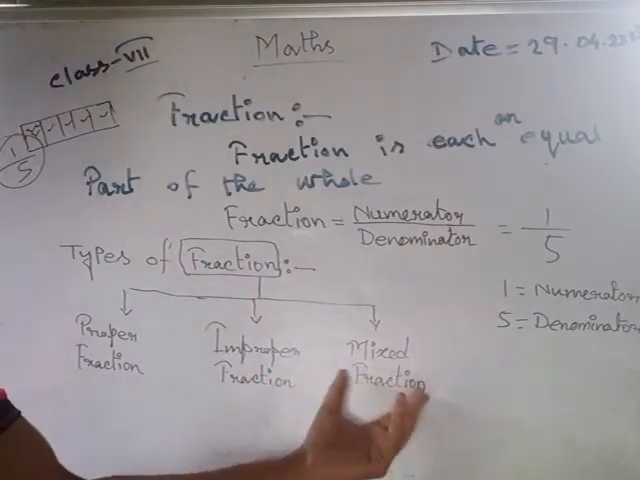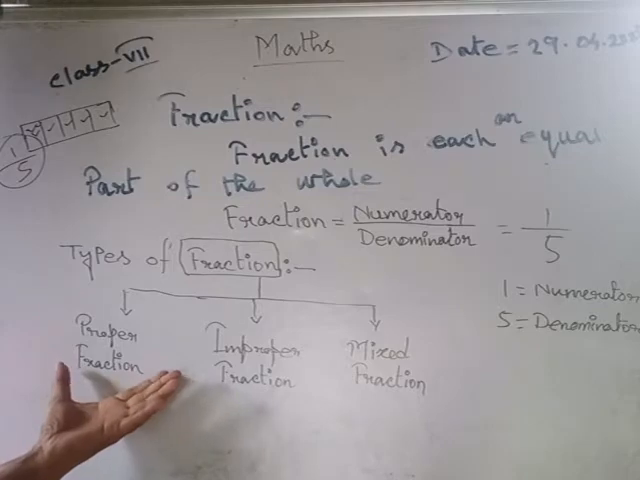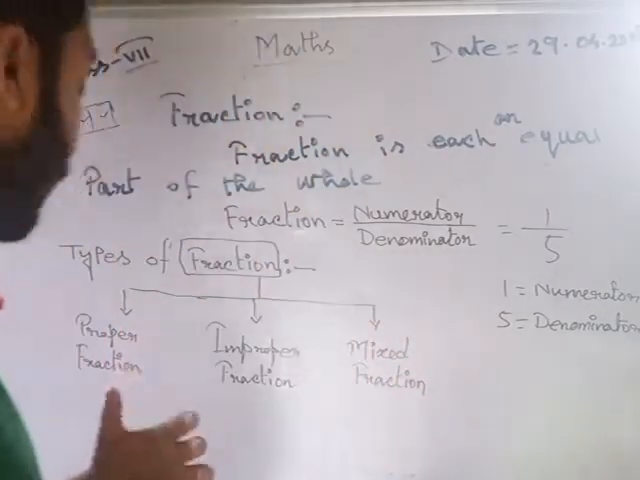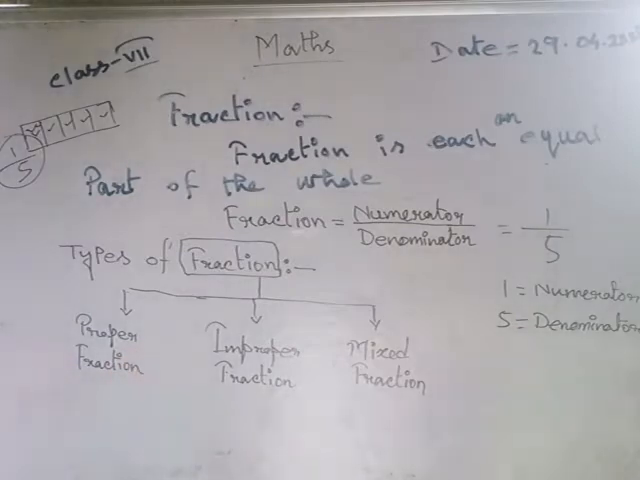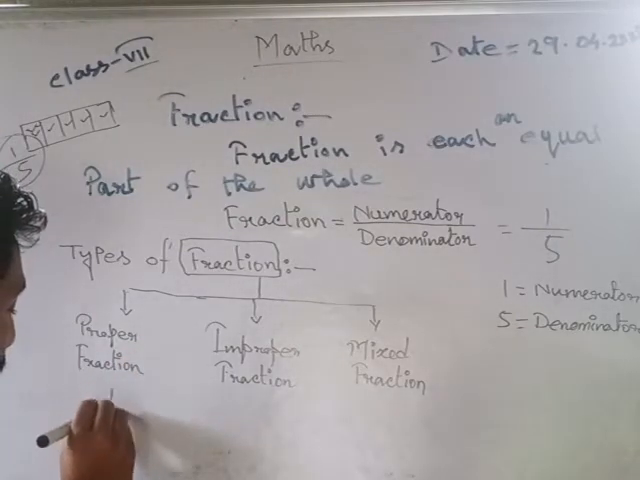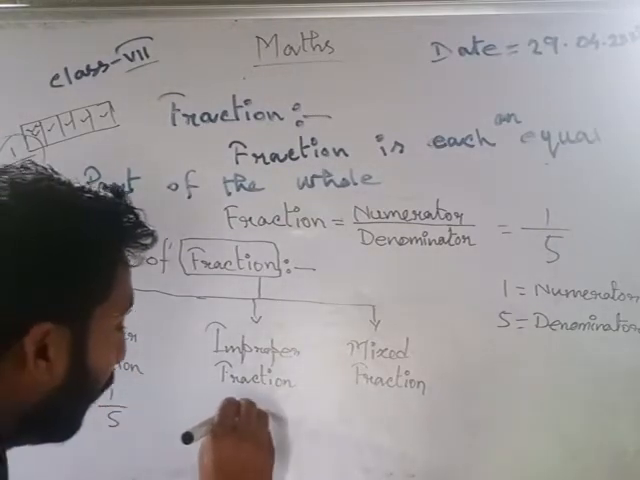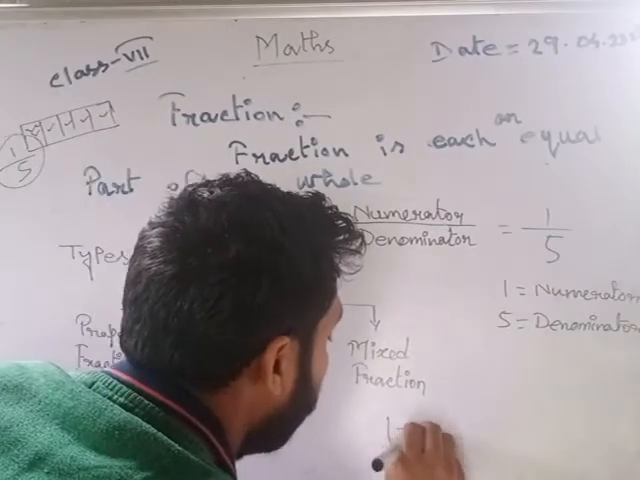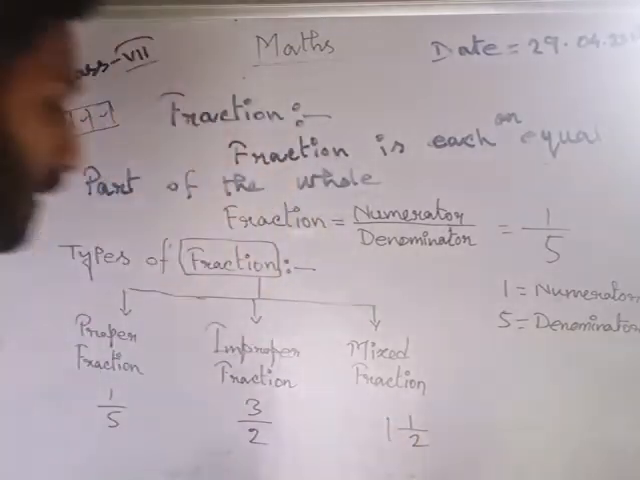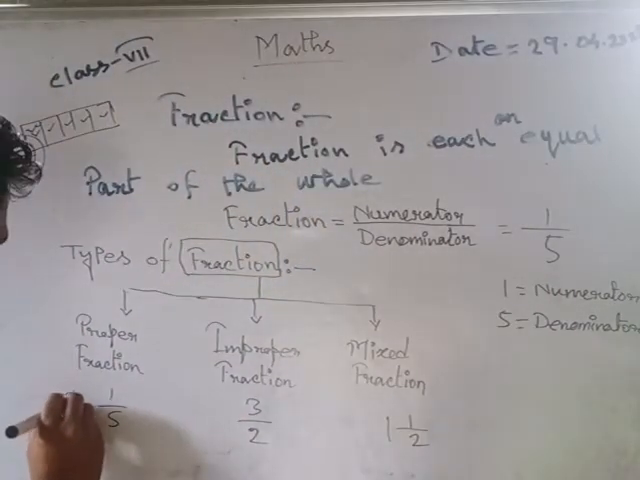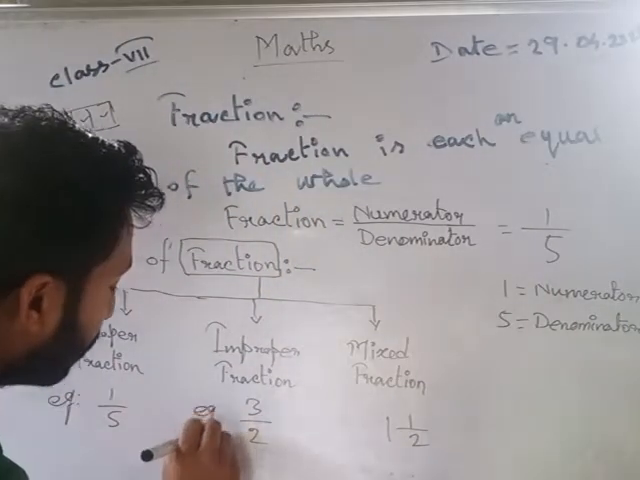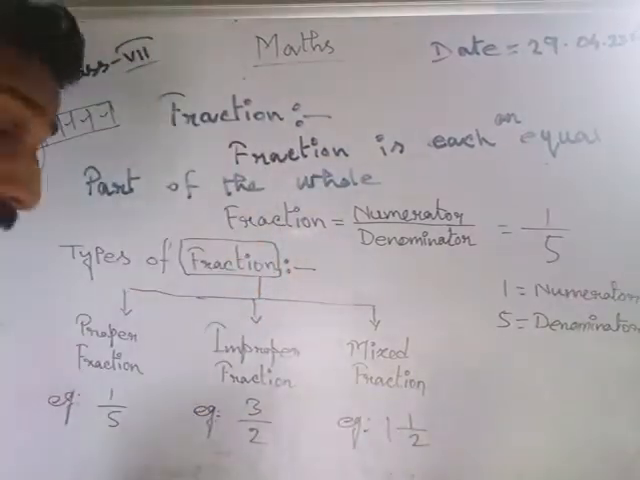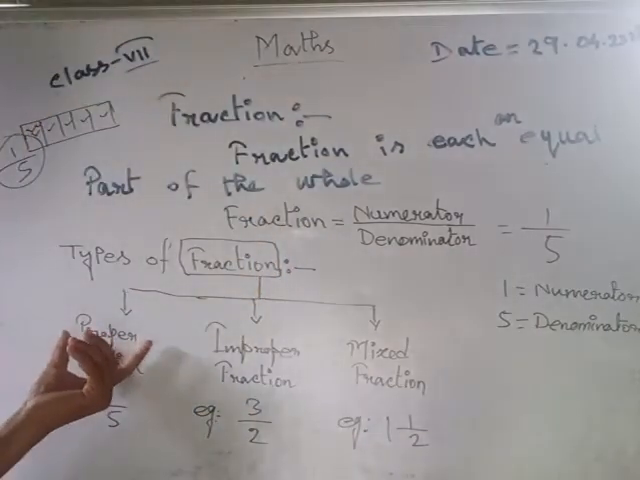And how many types are there in the fraction? 3 types of fractions are there: proper fraction, improper fraction, and mixed fraction. What is a proper fraction? It is a proper fraction, and it is an improper fraction, and it is a mixed fraction. Example one here.